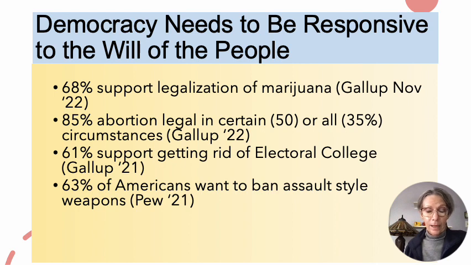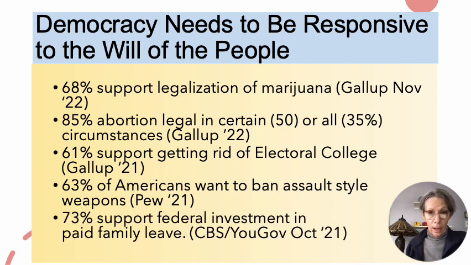Again, Congress has had very limited success, or limited movement, on gun reform, even though public opinion strongly supports it. And 73% support a federal investment in paid family leave. And as you remember, for the Democratic Party, paid family leave was a part of their Build Back Better bill that never got through Congress, okay? So when you look at what the public opinion is and the actions that government takes, it's no surprise that many don't feel that government is responsive to the will of the people, what the people want.